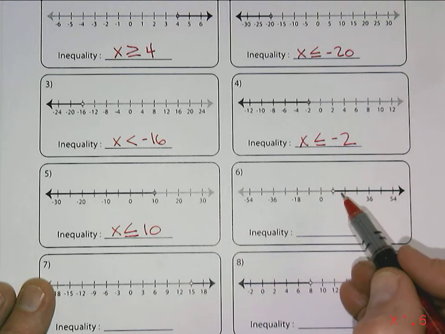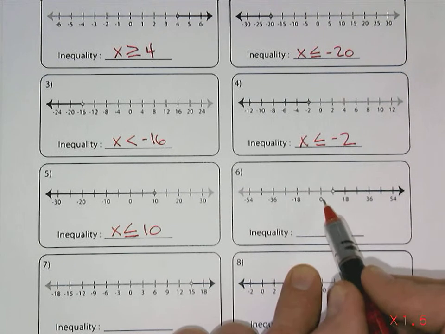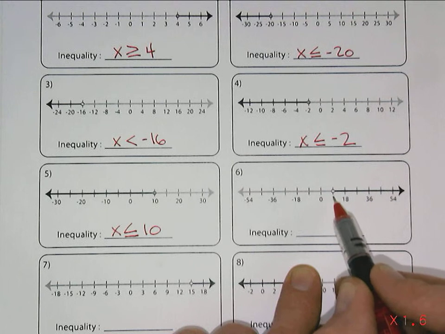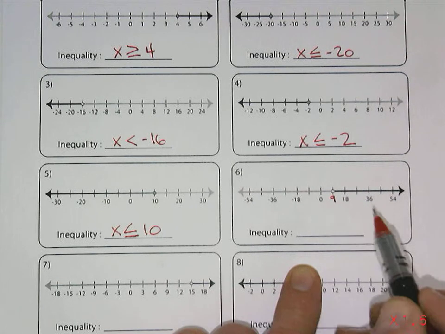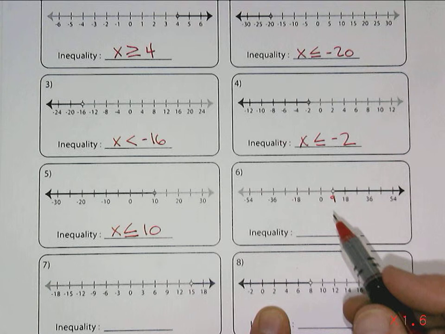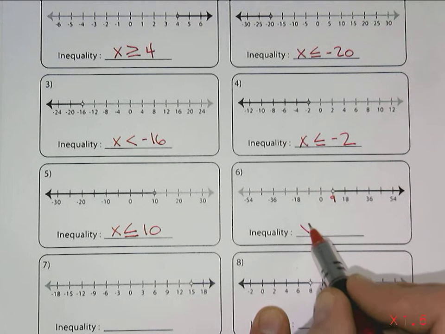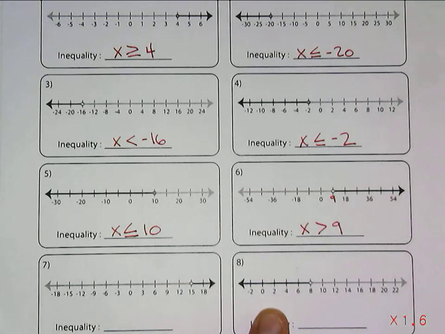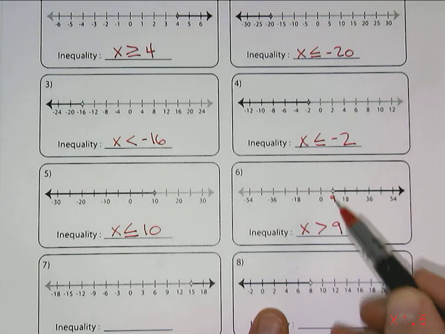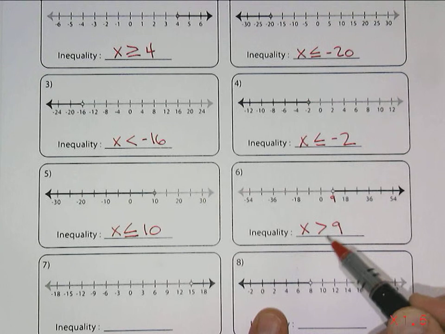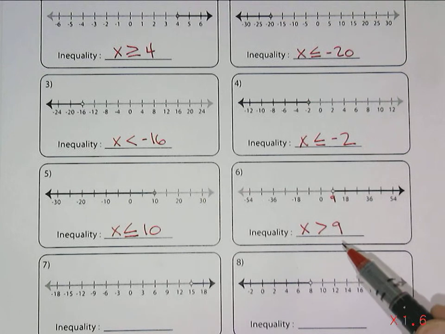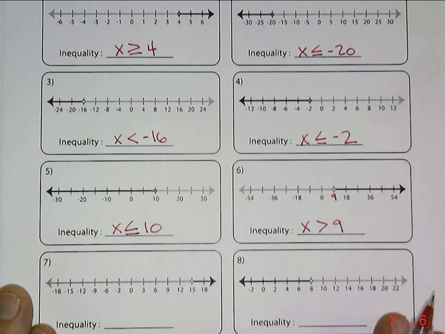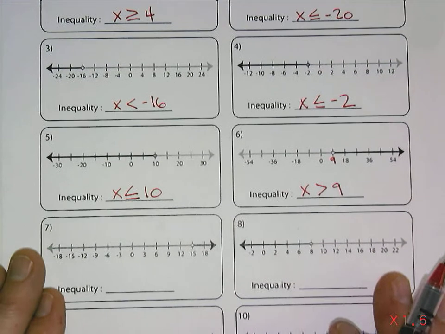Open circle, and so we have to figure out what this number is now. 0 to 18, that's halfway, so that has to be 9. So I'm going to put the 9 in there. So we say x is greater than 9. Again, the circle is open, so we don't include the 9. It means numbers bigger than 9, not including the 9. The 9 is not part of the solution to this.